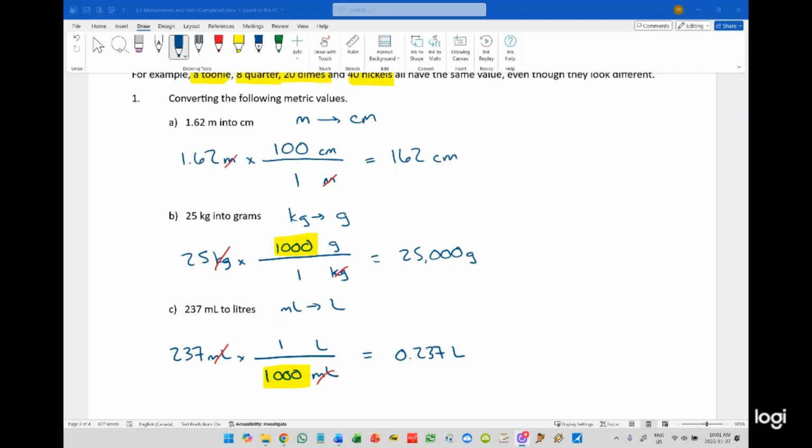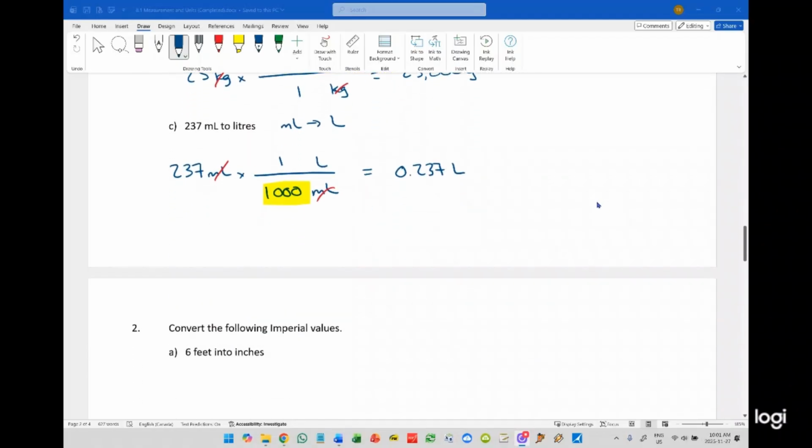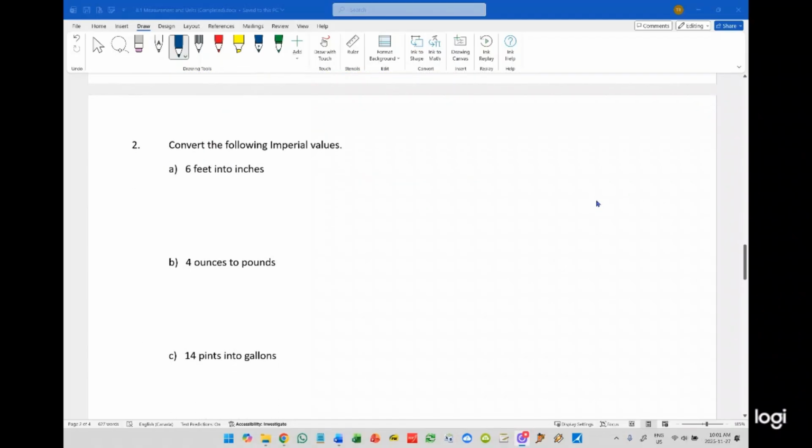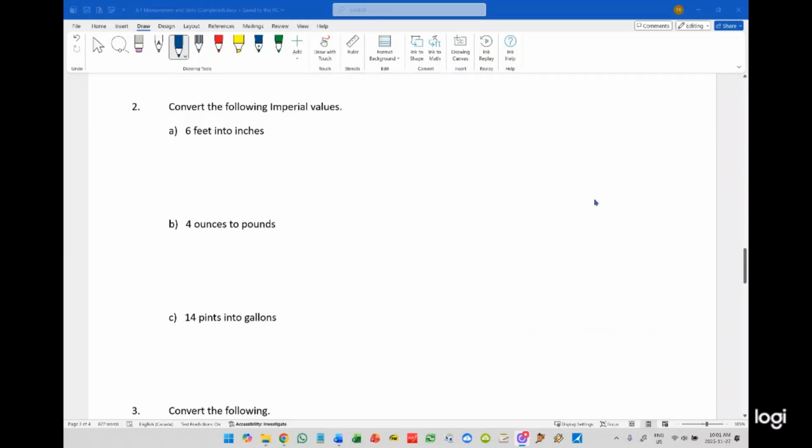My throat's getting dry. Alrighty, so we're going to move on then to the next question, converting from imperial to imperial. So we're going to use the same method that we just used, and we're going to try and make it as quick and painless as possible. So again, we start off with feet in this case. We know we have 6 feet. We want to get to inches. We know the relationship between those, so that was a quick unit chain. So 6 feet.